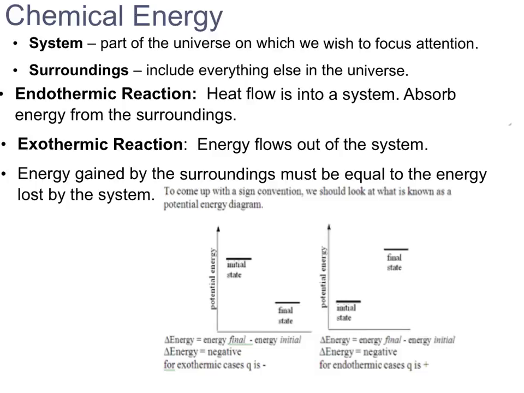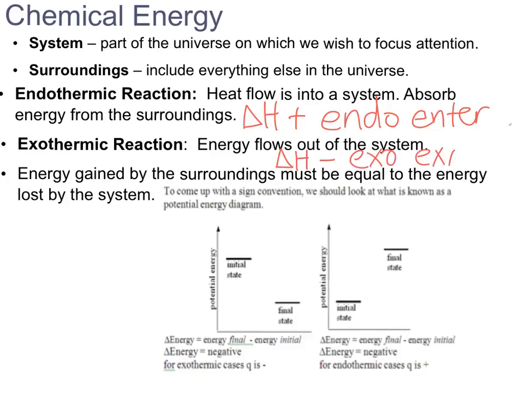We already know, and this is kind of a review, that in an endothermic reaction, heat flows into the system, and we know that means delta H is positive. The trick to that is endo starts with an EN, and enter starts with an EN. And then exothermic, energy flows out of the system, so our delta H, our enthalpy sign, is negative, or our Q, heat, is negative. Exo, exit.